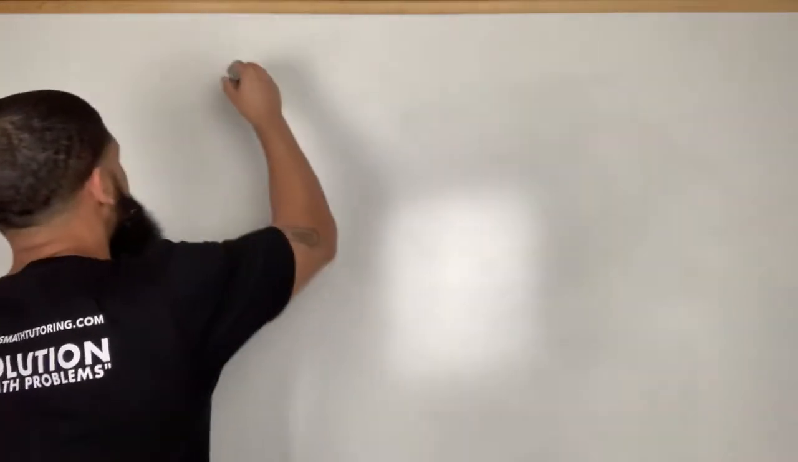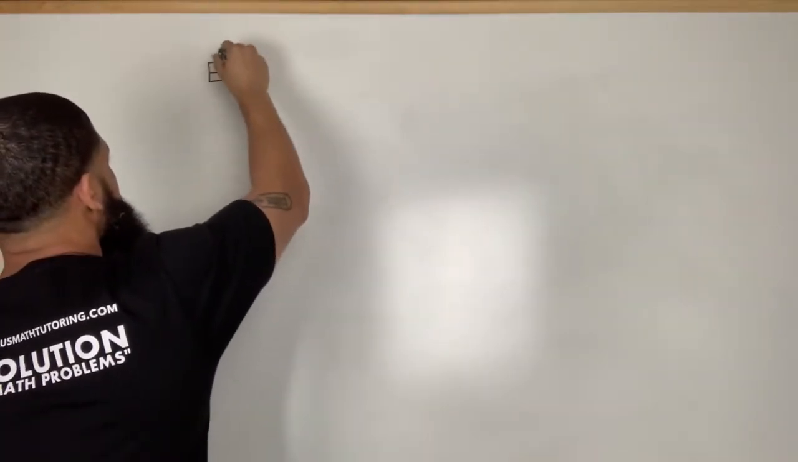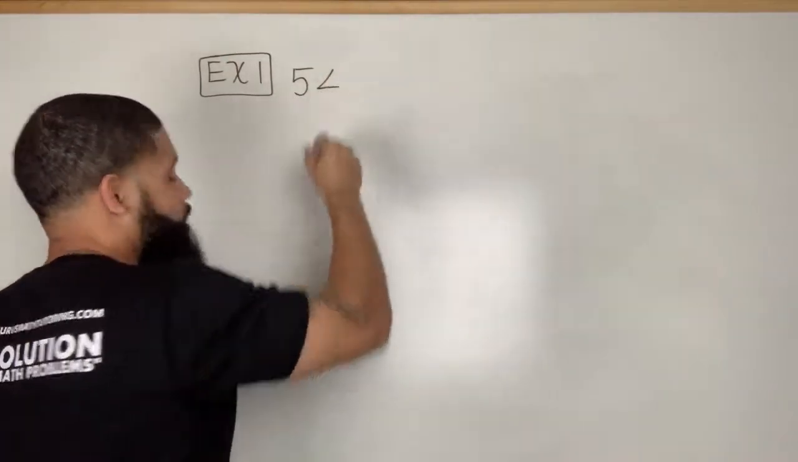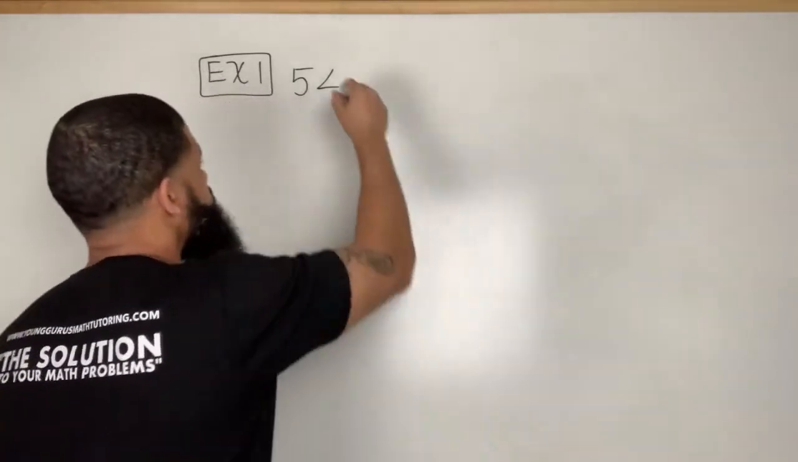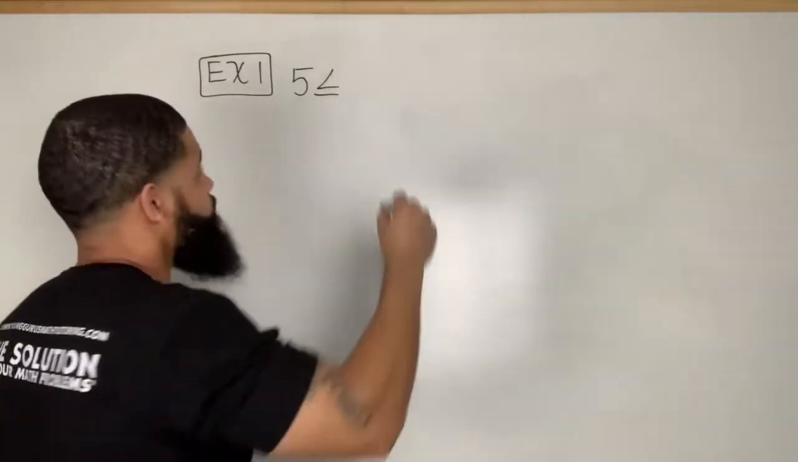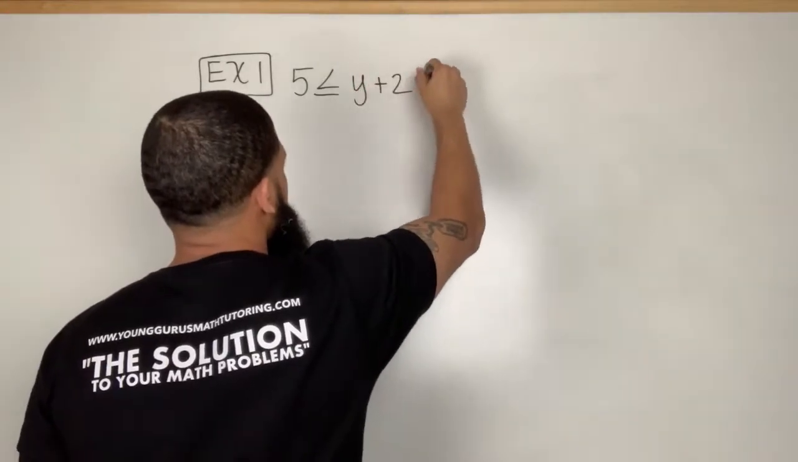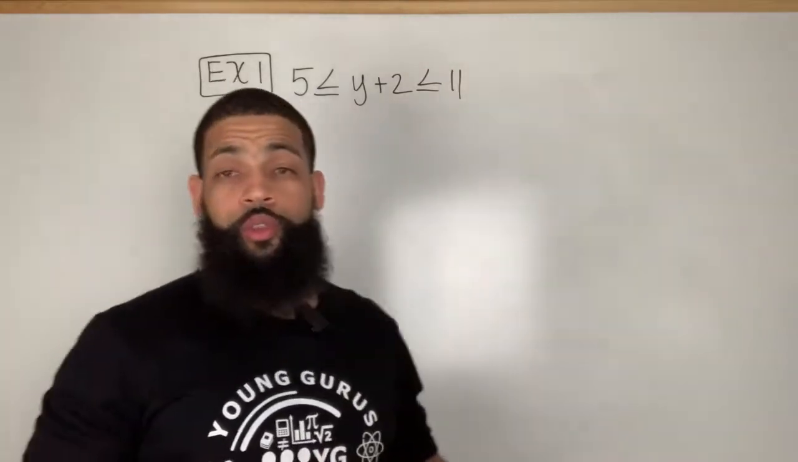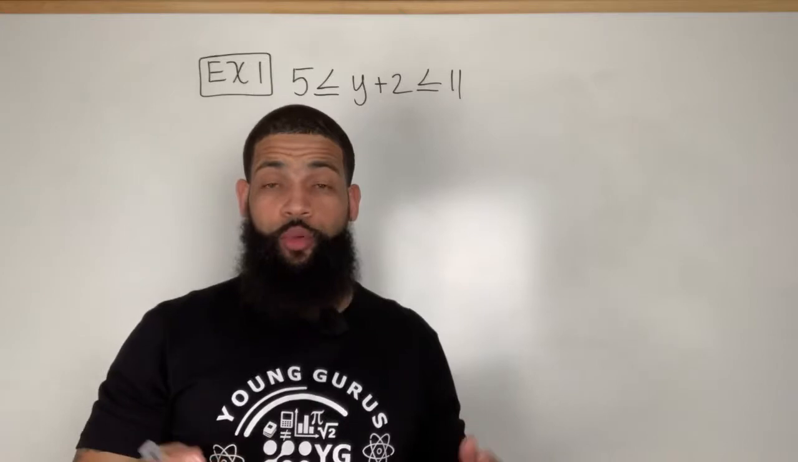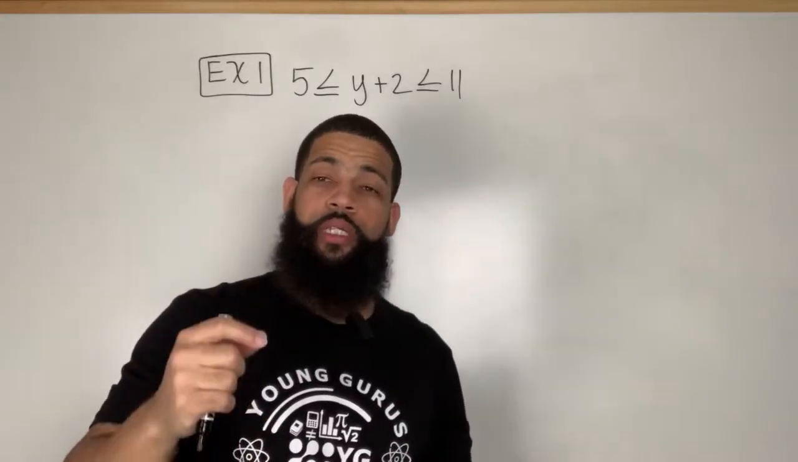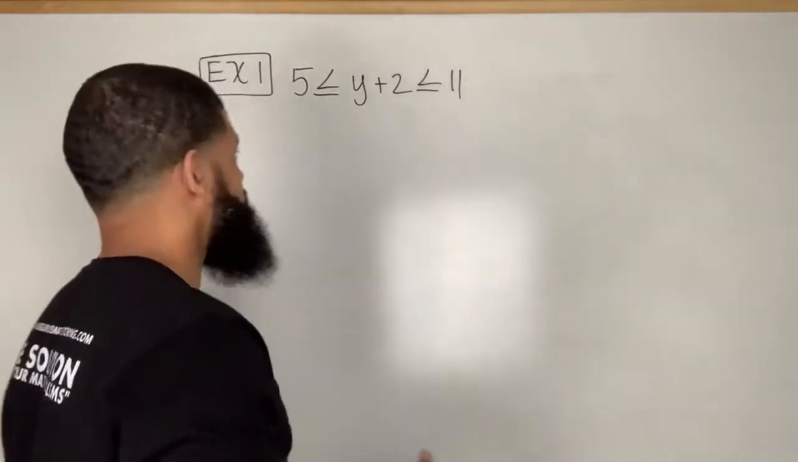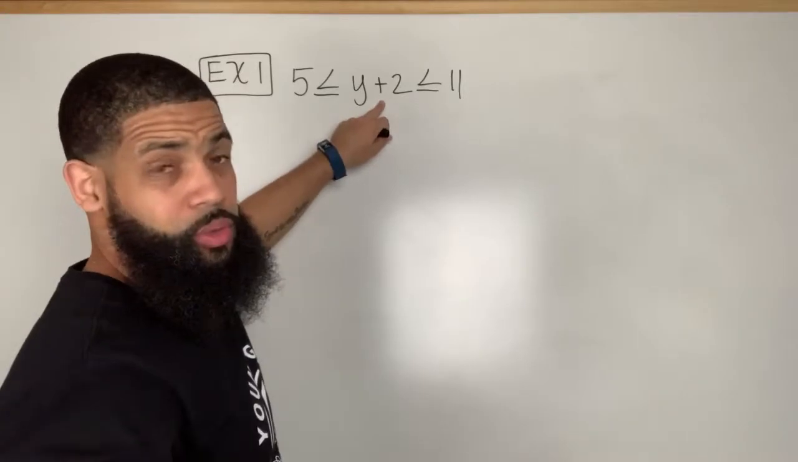The first example we're going to use is 5 is less than or equal to y plus 2, which is less than or equal to 11. Now the ultimate goal is to make sure that we get the variable by itself. In this type of inequality, there are several things we have to do to keep this balance. So there's a plus 2 in the middle with that y.